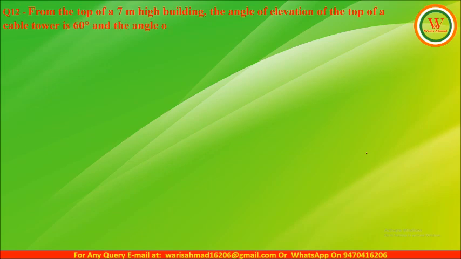Now let us consider question number 12. From the top of a 7-meter high building, the angle of elevation of the top of a cable tower is 60 degree and the angle of depression of its foot is 45 degree. Determine the height of the tower. Now again, according to the question, first of all we will draw the figure. According to the question, there is a building of height 7 meter.